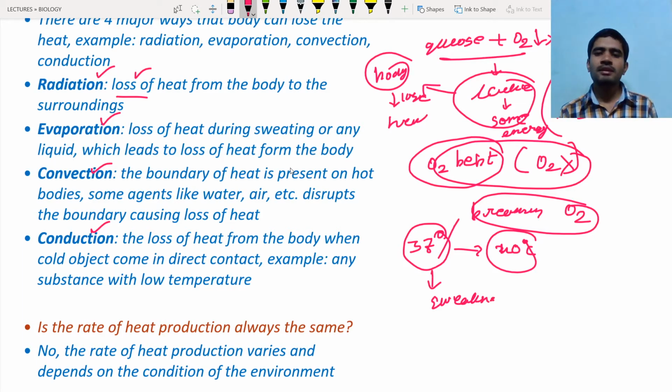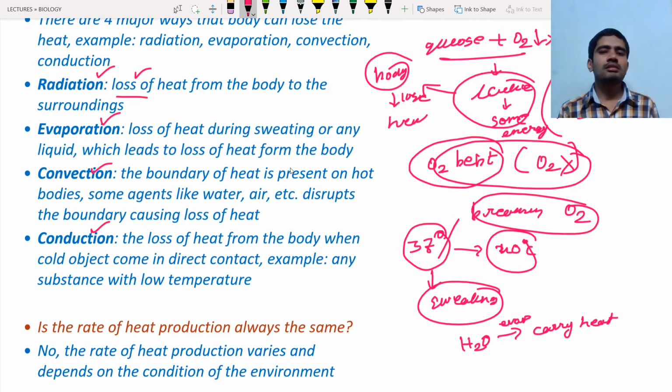During the sweating process, the energy present in your body will be lost. Sweat contains water. When the water evaporates, it carries heat away from your body. As a result, the temperature of your body decreases during sweating. While you are running or jogging, sweat forms on your skin, and this water is going to cool your body by evaporating. This is known as evaporation.